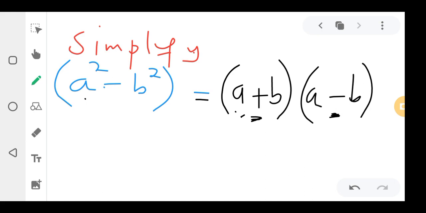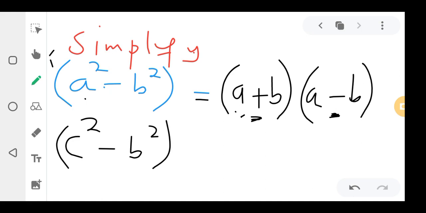The same thing, even if I say C squared minus B squared. For example, this is the first question, question 1, and this one is question 2. They want you to simplify this.